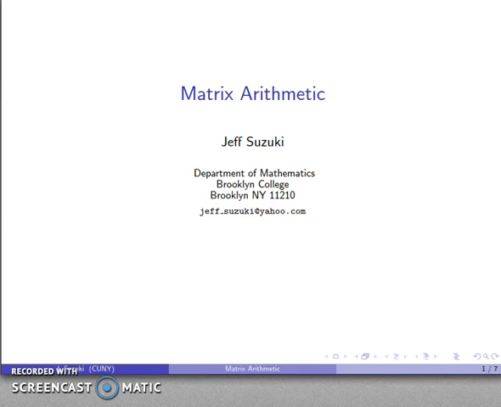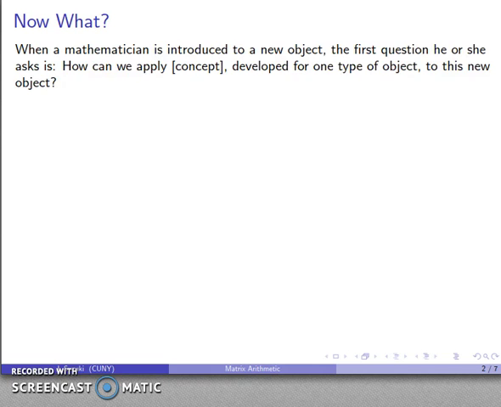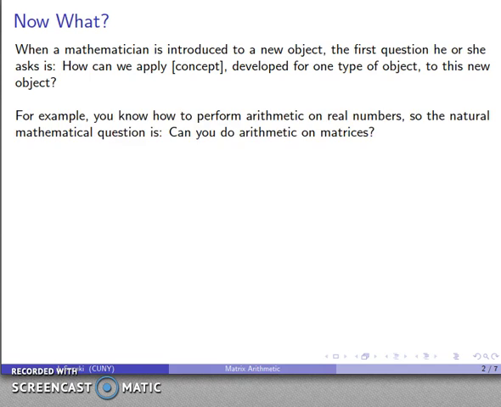Our next topic is matrix arithmetic, and again, the idea to think about here is that whenever a mathematician is introduced to a new object, the first question he or she asks is generally going to be, okay, what can I do with this? How can I apply some concept that I have used in some context for some type of object? How can I apply that to this new type of object? And so we know how to perform arithmetic on real numbers, and we've introduced some of the concepts of applying arithmetic to vectors. So the natural question to ask is, what sort of things can we do with matrices?